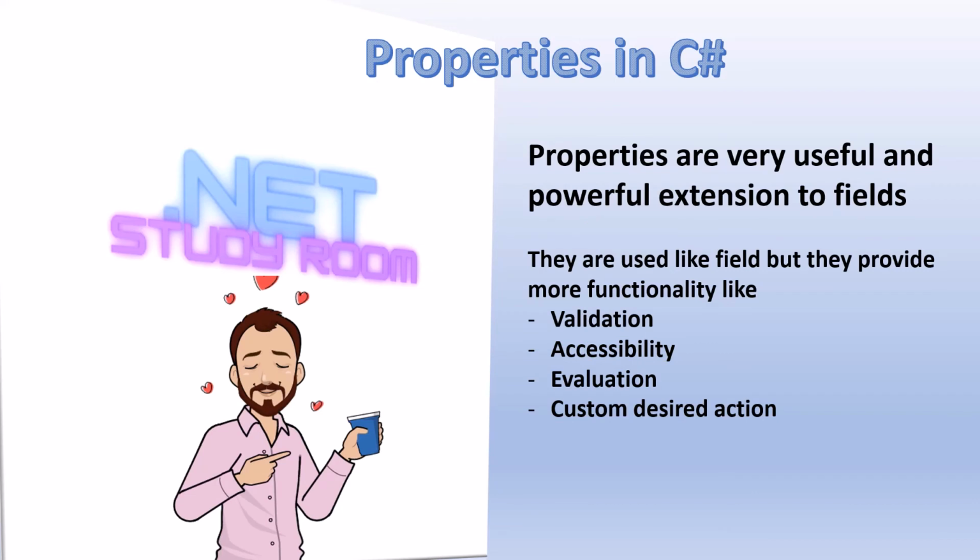While properties are very simple, they are of great use. When you access a property, it seems like accessing a field member. However, being function members, properties provide way more functionality than the fields do. You can perform validation, set accessibility as required, perform evaluation, or perform any other action that your application may need, using the properties.